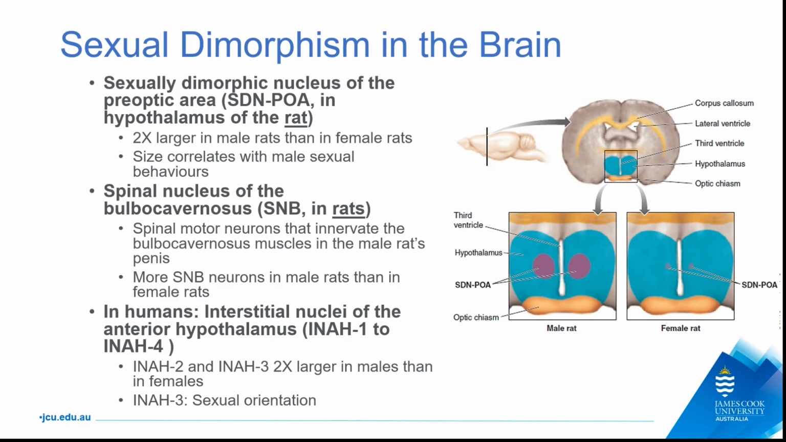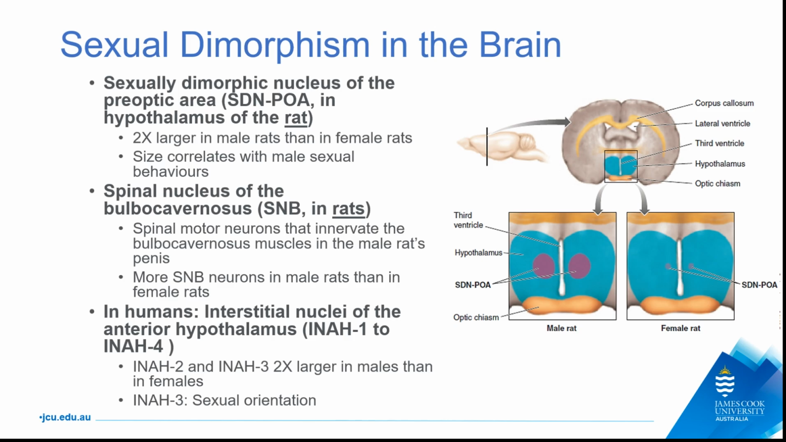And then we have this spinal nucleus of the bulbocavernosus, SNB, right? The bulbocavernosus muscles are found in the male rat's penis, right? So we need this so-called SNB to innervate the penis of the male rat. So there are more SNB neurons in male rats than in female rats. If there's a lesion done to this nucleus, some kind of bad treatment of this nucleus, the male rat will have reproductive problems, right?